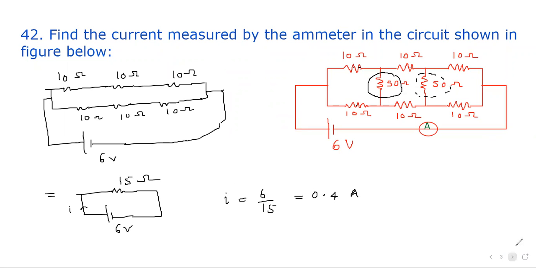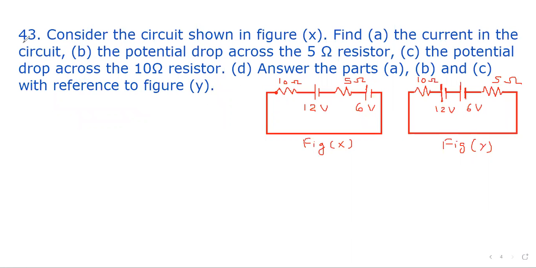Now let's go to the next question. Question number 43. Consider the circuit shown in figure X. Find the current in the circuit and the potential drop across the 5 ohm resistor. We have to find out the PD across this, and the potential drop across the 10 ohm resistor. Here also we have to find out the PD. Then the same we have to calculate in this figure.